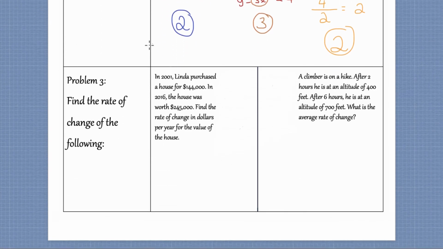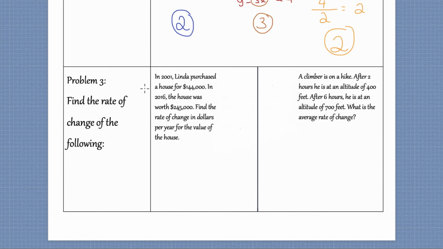So our first one over here says in 2001, Linda purchased a house for $144,000. In 2016, the house was worth $245,000. Find the rate of change in dollars per year for the value of the house. So remember, rate of change is usually situated in a word problem or a situation, and it includes not only the number but also labels at the end. And so over here it's asking for the rate of change in dollars per year for the value of the house. So that means every 1 year, how much did the value of the house go up?